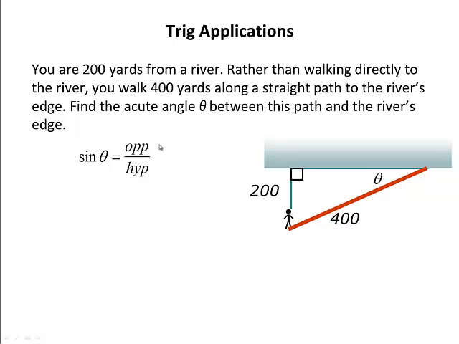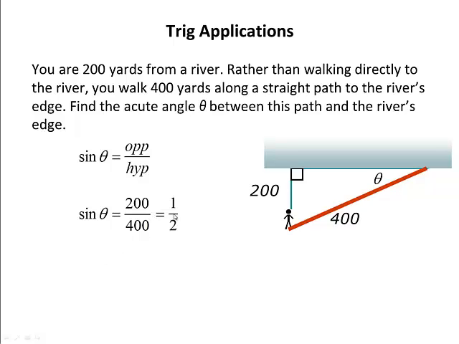So we know that sine of theta is equal to opposite over hypotenuse. So sine of theta is equal to 200 over 400. This is my ratio, and I can reduce this to a half. And now you have to know that on your unit circle, where sine is a half, would be a certain angle.